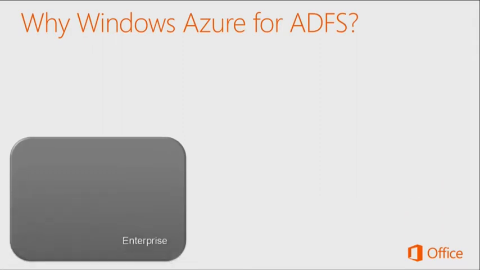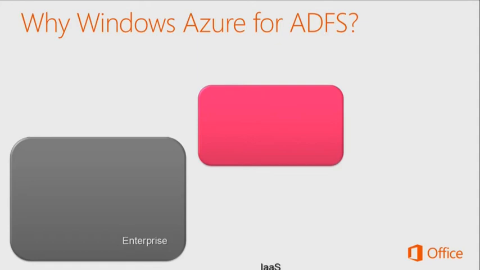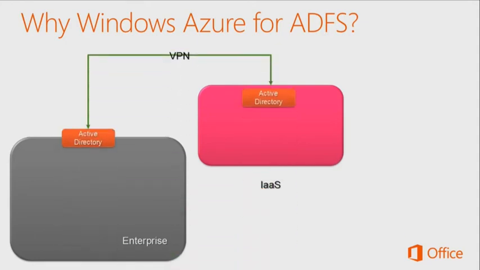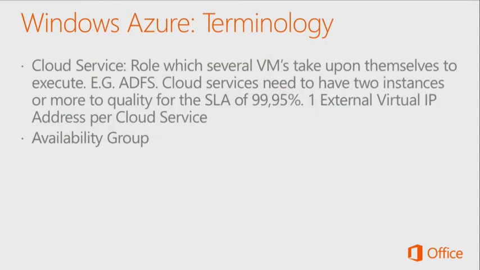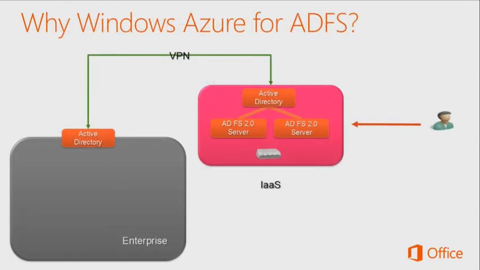Okay. Why would you want to use Windows Azure for ADFS? Well, we talked about it a second ago. First of all, enterprise high availability. So we have our on-premise Active Directory. We have a VPN connection to Windows Azure, which is infrastructure as a service. And in Windows Azure, we can run an Active Directory controller and our 2 ADFS 2.0 servers. These all run in Windows Azure, connect directly to our on-premise AD, and synchronize and provide that login ability.